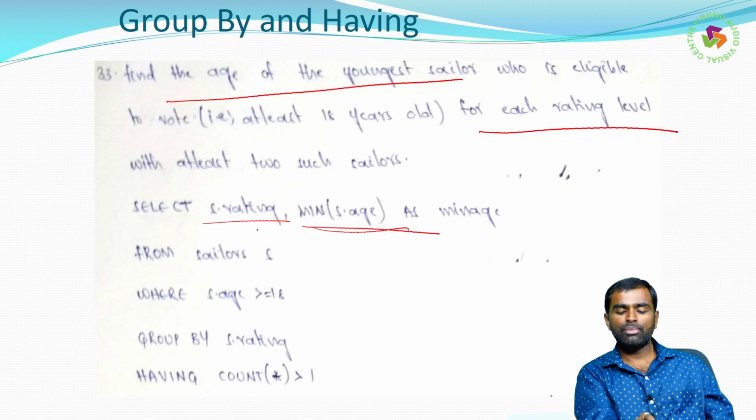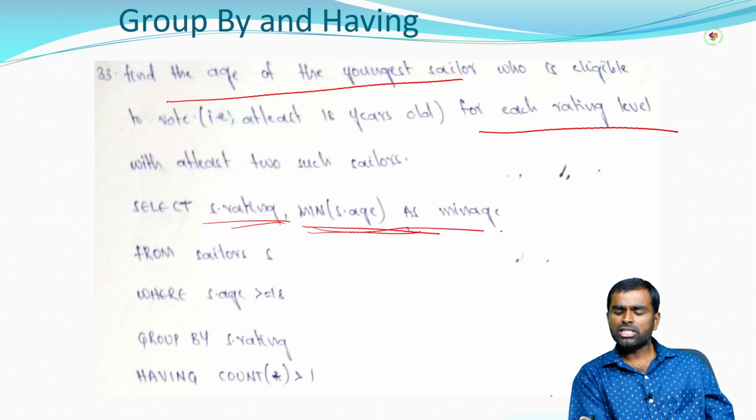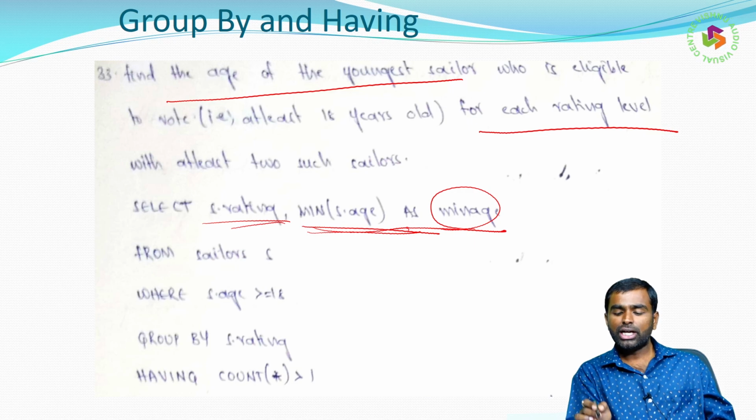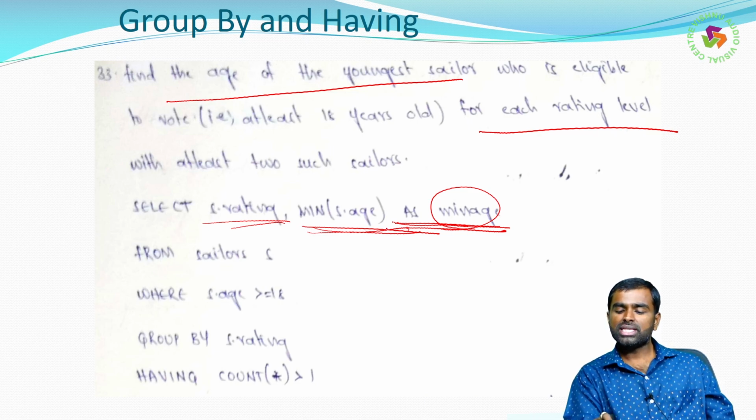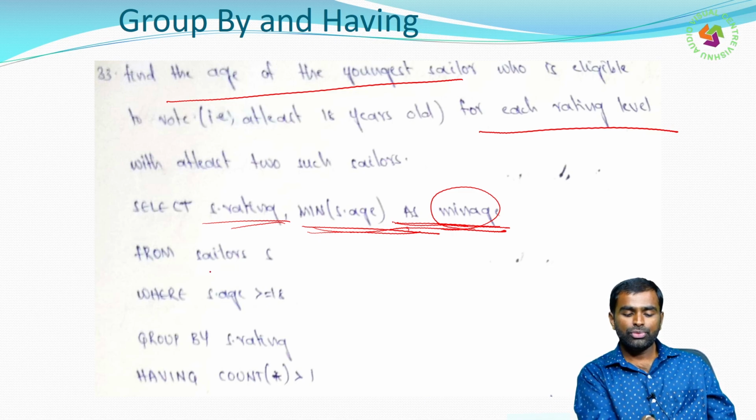In select you have to give S dot rating, minimum of S dot age. Min age is nothing but the alias. In the answer result, min of S dot age looks odd. That's why you can give an alias like min age or age, anything. What you would like to print on the screen as a result, you can give in the as portion. That is nothing but an alias. So: select S dot rating, comma, min of S dot age as min age from sailors.